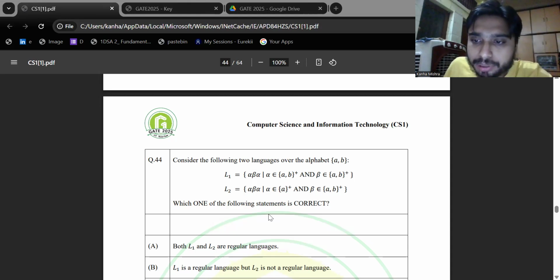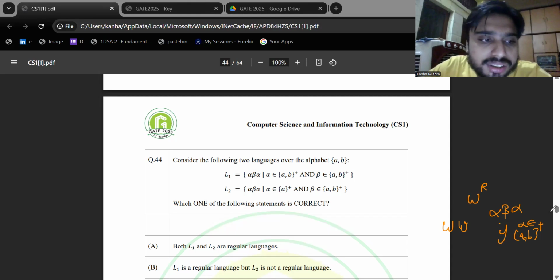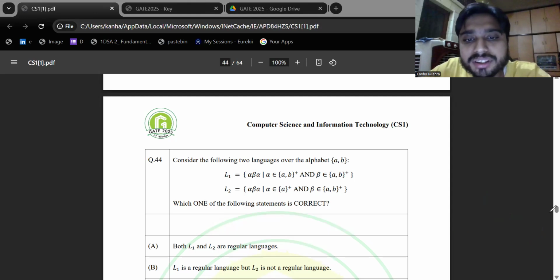So the patterns like ww, or w to the power R, or αβα, if α belongs to {a, b}+. It cannot handle general patterns like these. It cannot match the same string in two non-adjacent parts. It cannot count arbitrary amounts, like matching the number of a's in two places. It is recognized by a finite automaton and expressed by a regular expression.